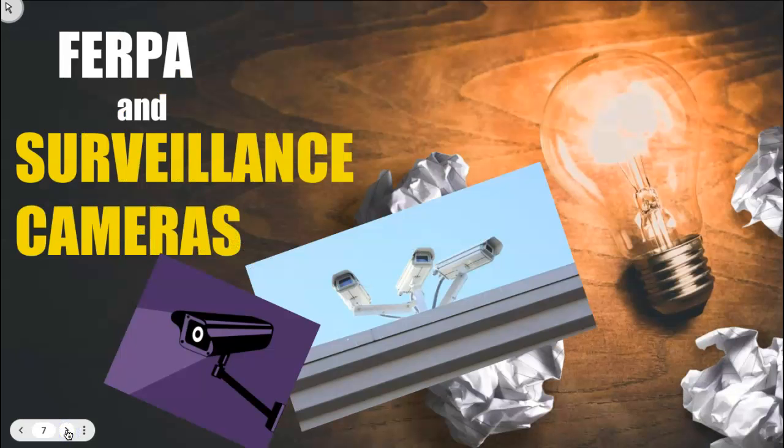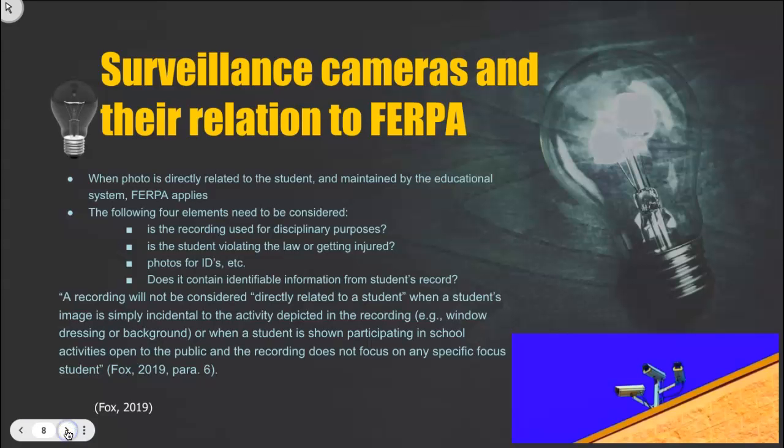Let's talk about FERPA and surveillance cameras. When a photo is directly related to the student and maintained by the educational system, FERPA applies. However, we need to consider 4 elements here. Is the recording used for disciplinary purposes? Is the student violating the law or getting injured? Are they photos for IDs, school IDs, lunch cards, anything to that effect? And does it contain identifiable information from a student's record?